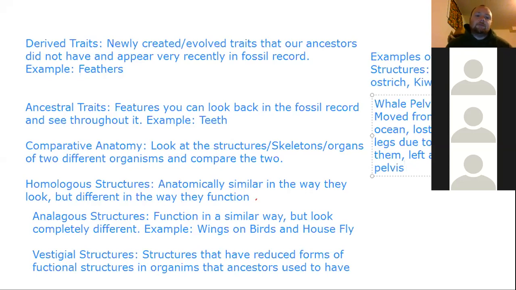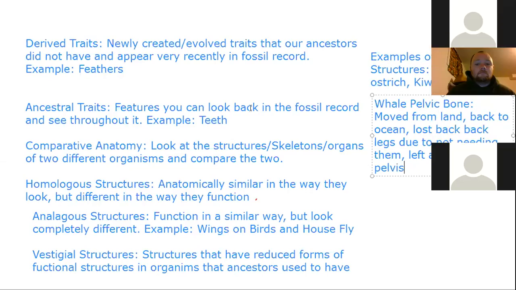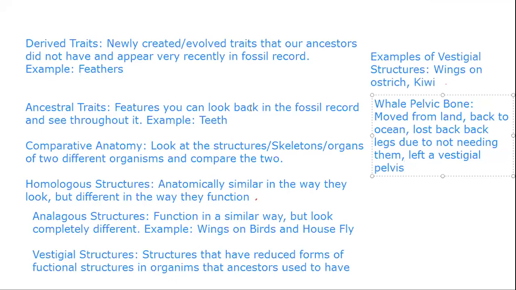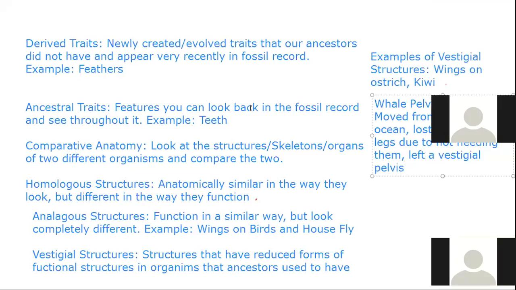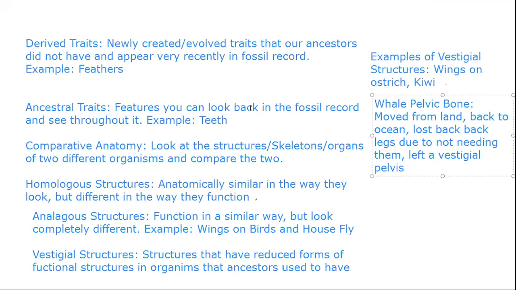So are there any questions about derived traits, ancestral traits, those three things we talked about with comparative anatomy, whether it's homologous, analogous, or vestigial structures? Or are we good there? Seems like nobody has any real questions right now. So if nobody has any questions, I will leave this up for a couple minutes while you guys get this finished.